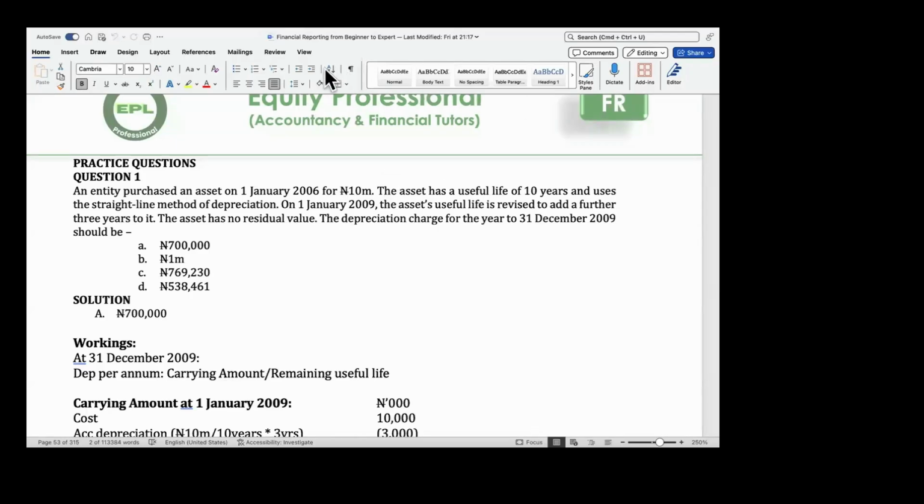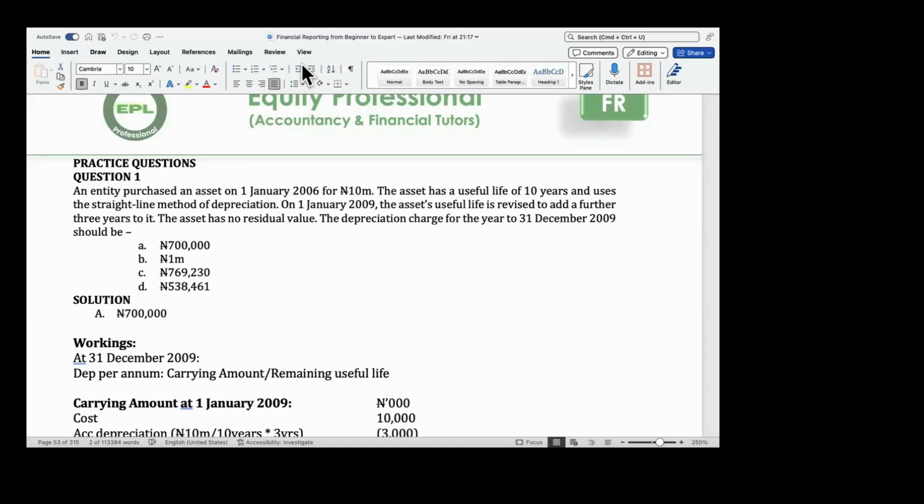Tonight we're going to round up on IAS 16. We have learned all the principles. Now we're going to solve questions to practice the principles that we have learned.